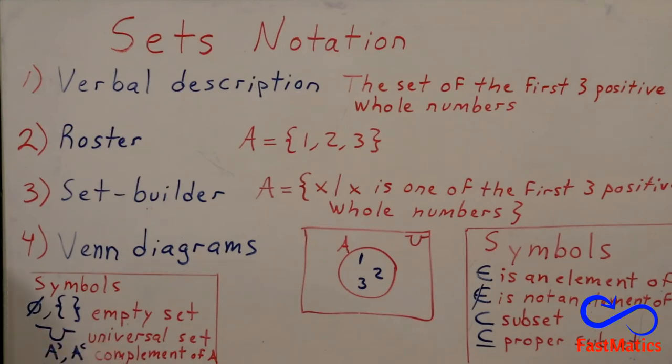But what's that? Empty set is when you have nothing in a set. That's very clear. Universal set is all elements that you are studying. Complement of A are all elements that are not in A, but that are part of the universe. And that's it.